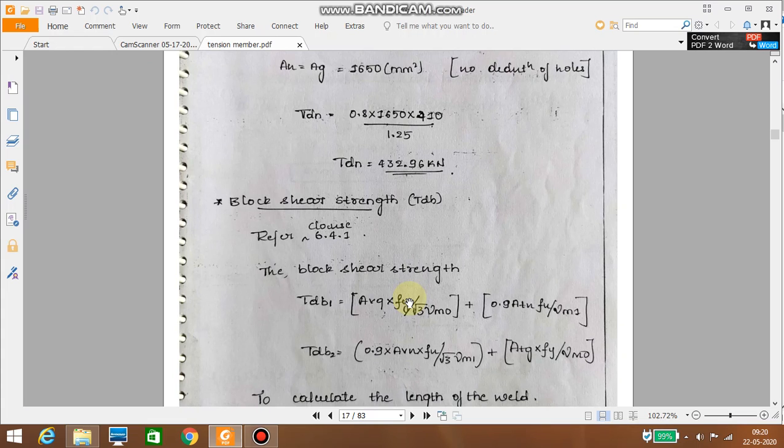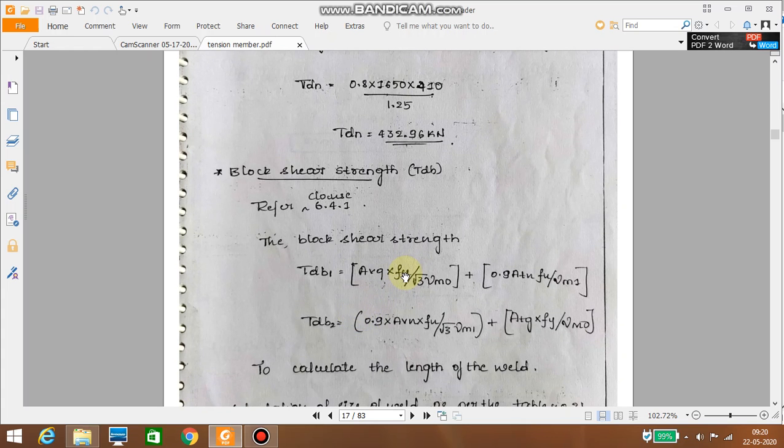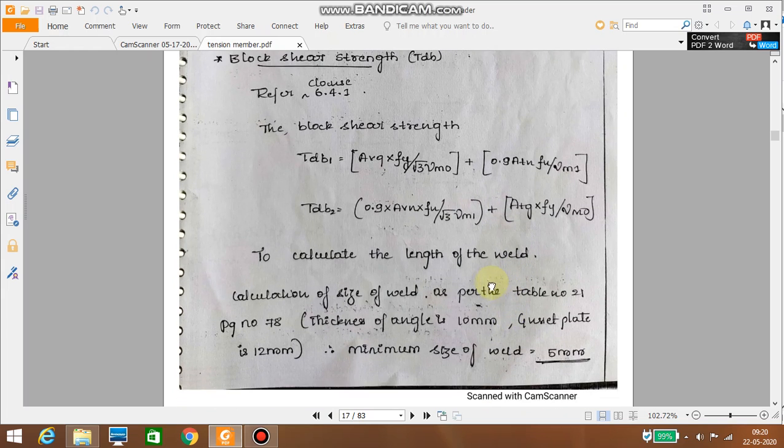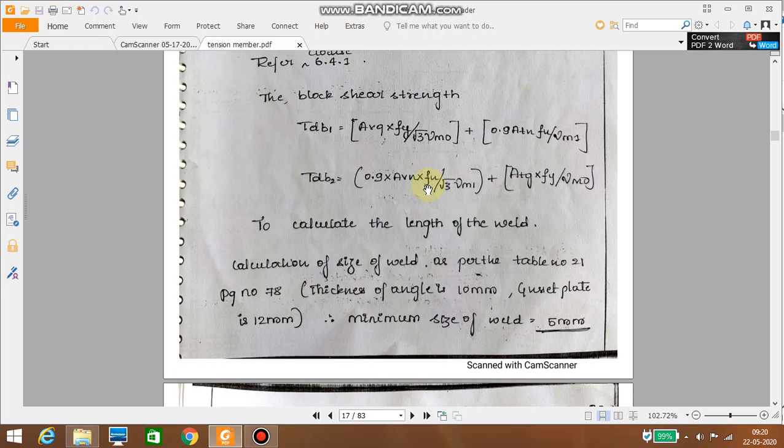Now the block shear strength from clause 6.4.1 of IS 800-2007. All these clauses are very important. You have to go through these clauses from the steel table. Otherwise, you will get confused about which clause, which page numbers, and sometimes which code book. So TDB1 equal to AVG into Fy divided by root 3 into gamma m0 plus 0.9 ATN FU by gamma m1. Then the second formula: 0.9 AVN into FU divided by root 3 gamma m1 plus ATG into Fy divided by gamma m0. So whenever we get a welded connection, the calculation of all these areas will be very simple.